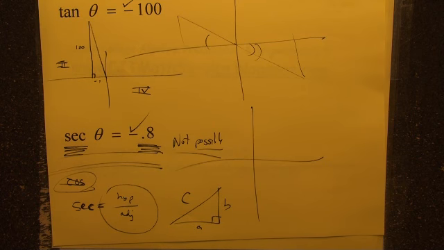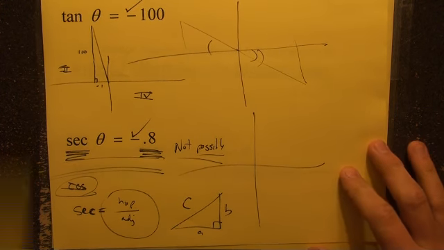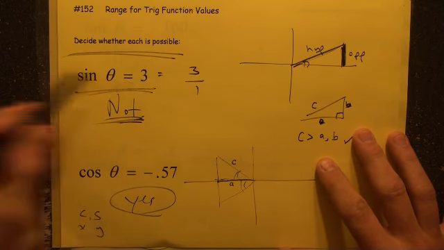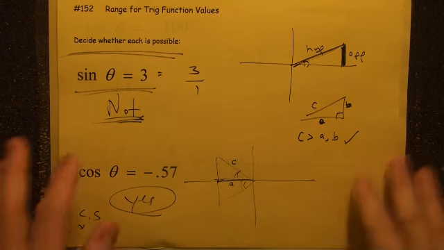Secants and cosecants will always be greater than 1 because the hypotenuse will always be the numerator. And it looks like cosines and sines will have to be less than 1 because they'll always have a hypotenuse in the denominator.